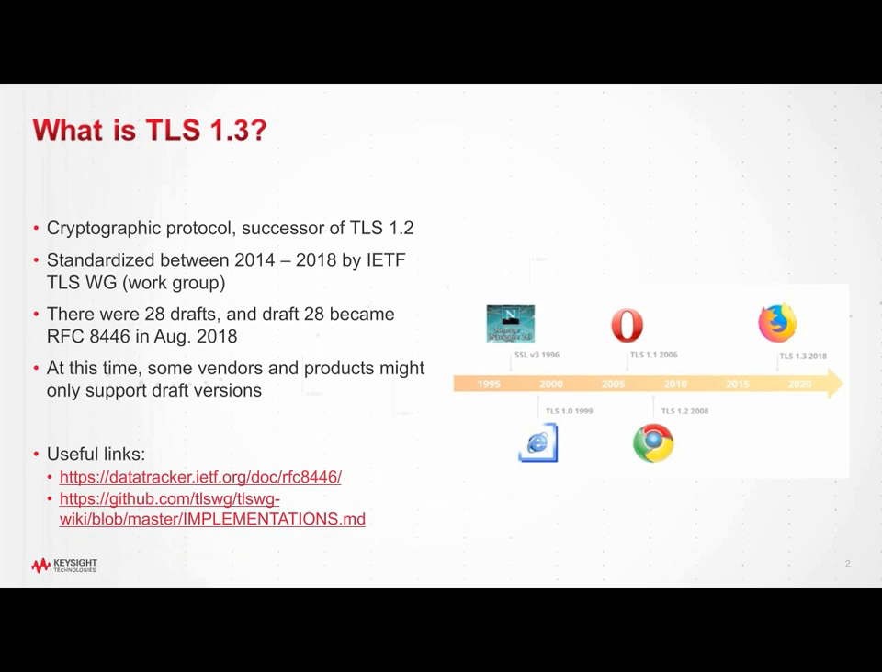So TLS is a cryptographic protocol, and as time has gone along, it is seen as necessary to increase the security mechanisms to not allow hacking of the TLS protocol and to ensure that secure communications stay secure. TLS 1.3, which was standardized in 2018 by the IETF TLS workgroup, had 28 drafts, with draft RFC 8446 getting finalized in August of 2018.